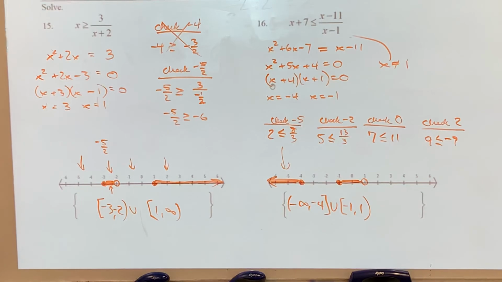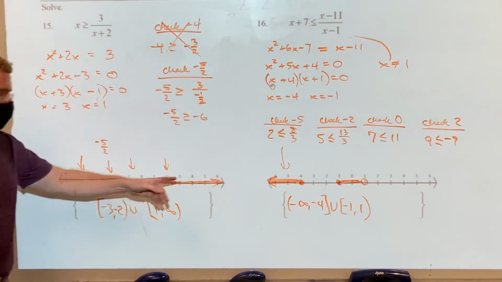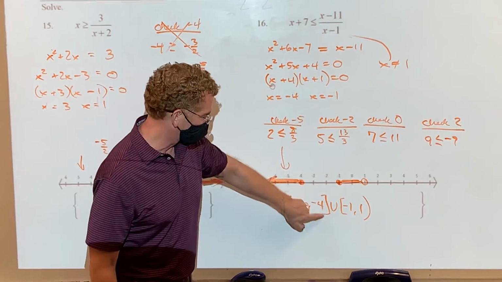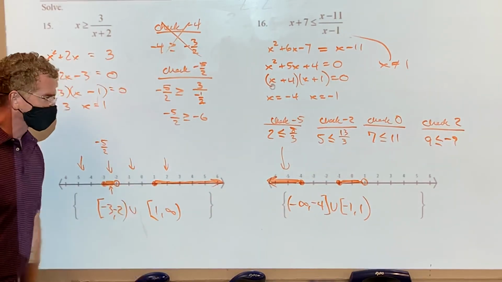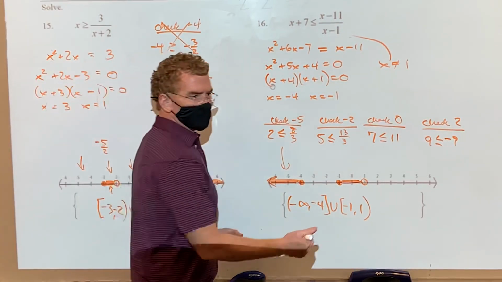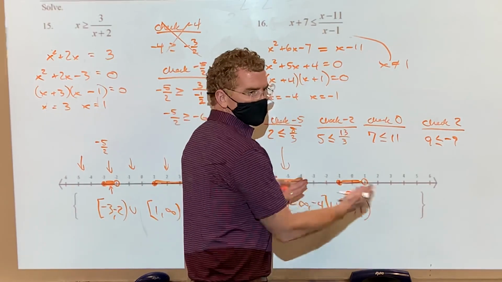Is there a certain person that came up with this, or was it multiple people? You talking about interval notation? Yeah. I have no idea. Brackets means it's colored in or closed, and then parentheses open. What is the union? U means union. It means or.